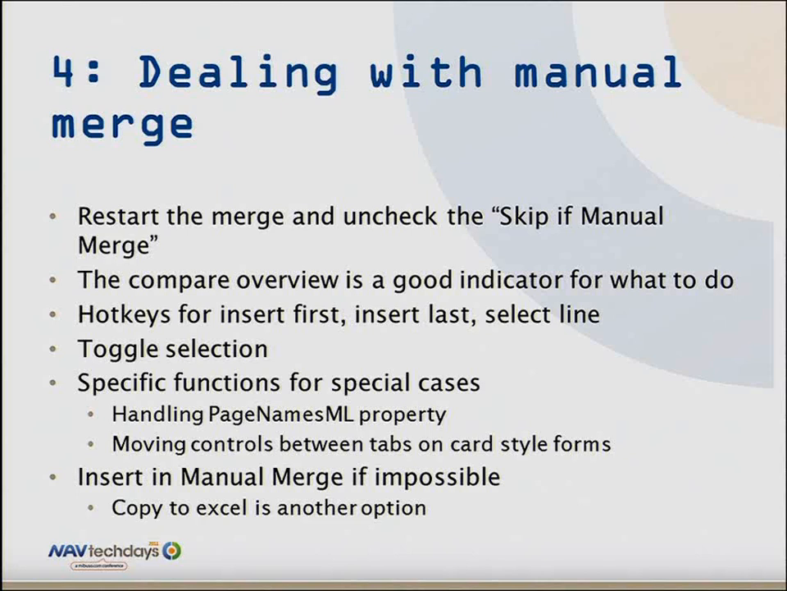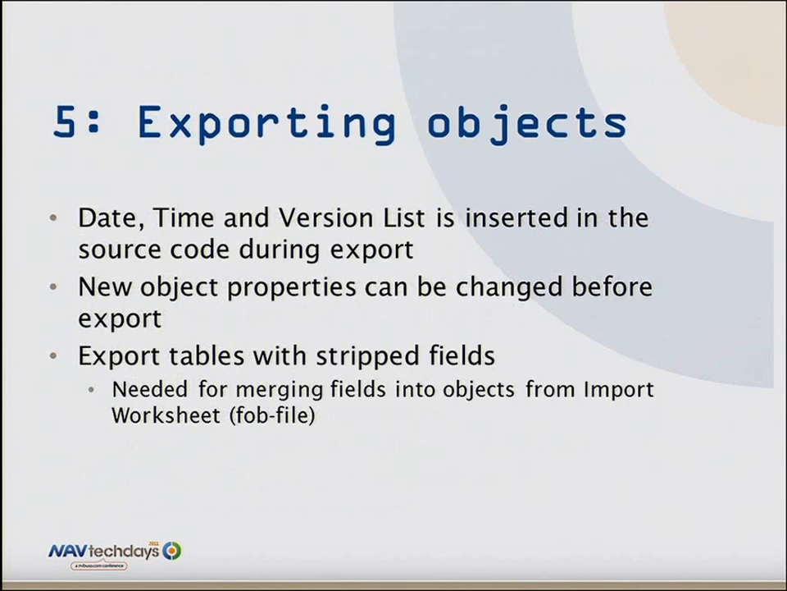So, yeah, there are specific functions for specific cases. And if it's totally impossible, you can insert them in manual merge. But I actually prefer to just copy the lines into Excel and then write a little comment of why I can't merge it. And then I deal with it inside the environment when I get in there. If you want to find exactly the line of code where the problem is, I sometimes put in 3 X's, for example. The import of the objects will work fine, but it won't compile because there's no variable called 3 X's in there, and you can find exactly the line of code where you need to go do something for this manual stuff.